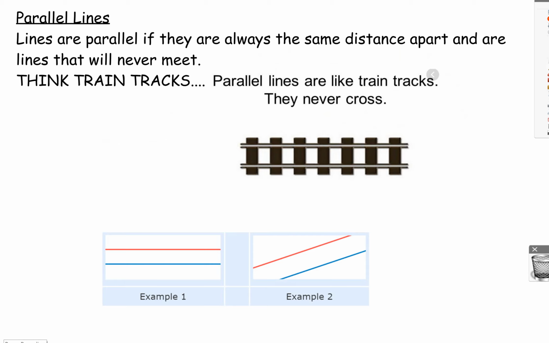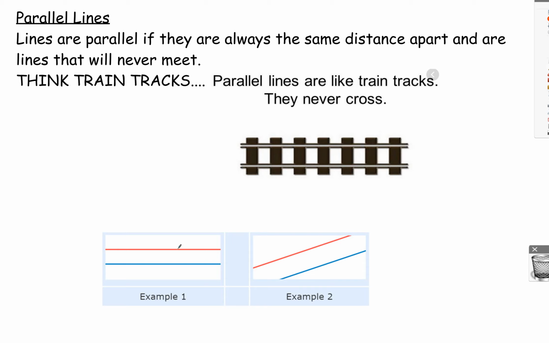Now, other lines that you may see labelled or drawn for you in this topic are parallel lines. Lines are parallel if they are always the same distance apart. We call that equidistant. If they're the same distance apart, they are lines that will never meet. And people always link parallel lines to train tracks. Parallel lines are like train tracks because they never cross. Train tracks will never cross because otherwise the wheels won't be able to go on to anything.